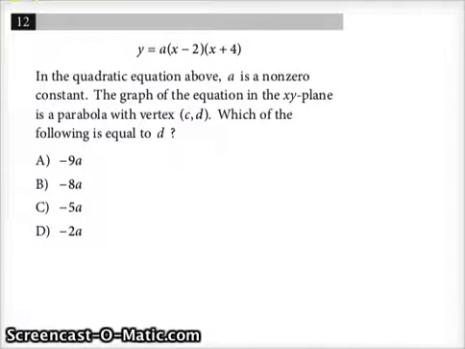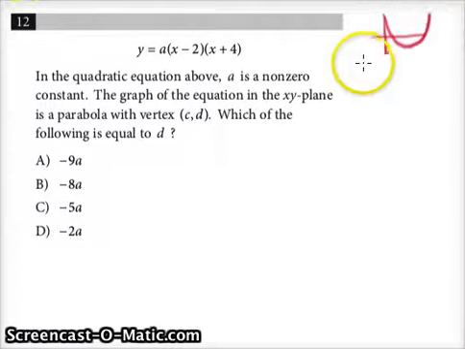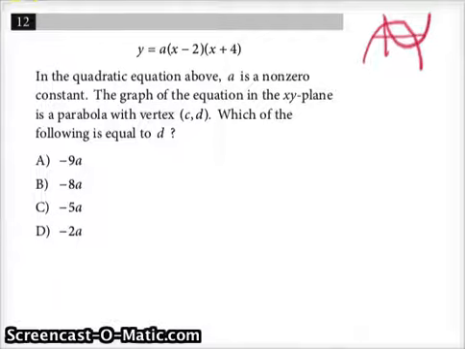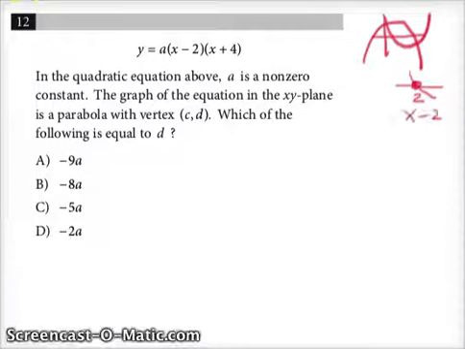Okay, let's look at this problem. In the quadratic equation above, all right, now quadratics, remember quadratics are graphed either like that way or like that way, okay? Also, don't forget on a quadratic, wherever the graph crosses the x line, that's a root. So if that was 2, a factor is x minus 2. Keep that in mind.